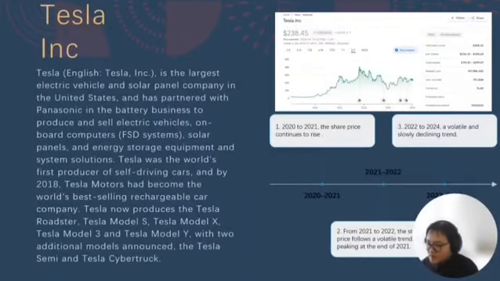Okay, next we analyze the stock price trend of Tesla's stock in the last 5 years. Tesla is the largest electric car and solar panel company in the United States. Its stock price trend is a very important reference value in the new energy automobile industry. Tesla's stock price has been in a continuous upward trend from 2020 to 2021.